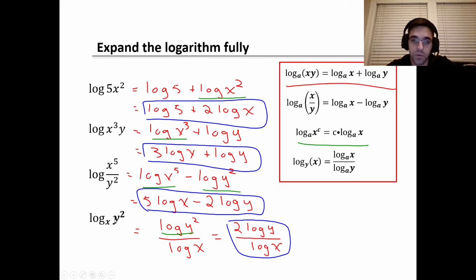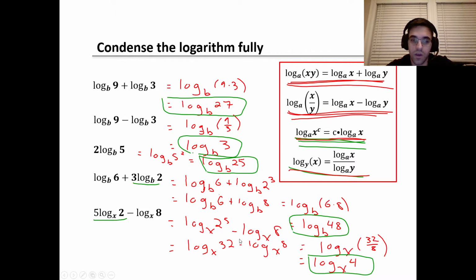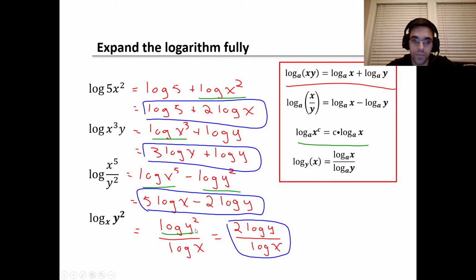Okay, here's one example with the base rule. Log base x of y squared would be log of y squared divided by log of x. And then the exponent on the y I could bring out front as a coefficient. So here are 4 examples of expanding logarithms.